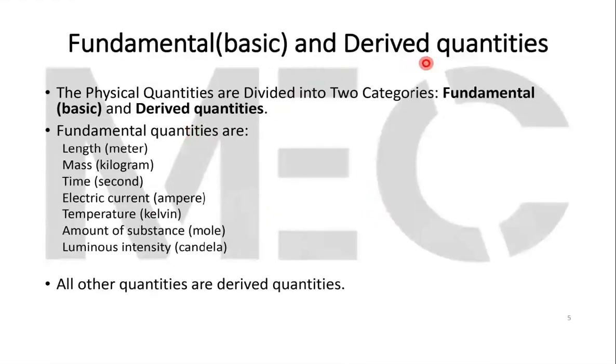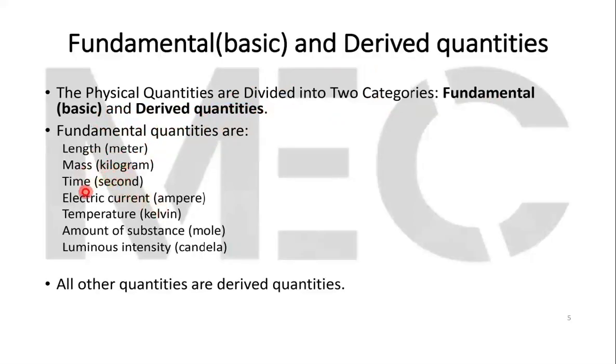Fundamental and derived quantities. We have another categorization for quantities. Some quantities are fundamental or basic, some are derived. The physical quantities are divided into two categories: fundamental or basic quantities and derived quantities. Fundamental quantities are length, the unit is meter, the unit is written inside the parentheses.